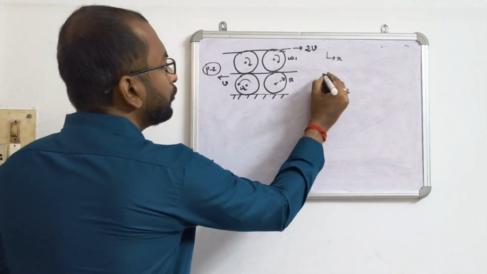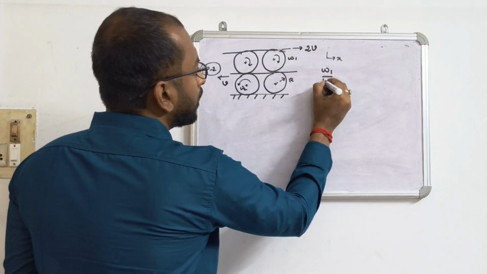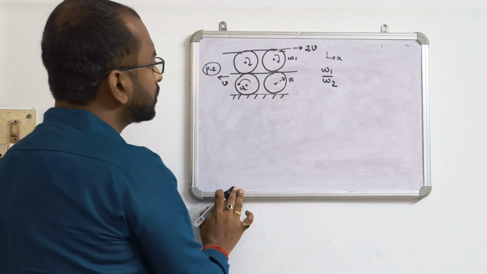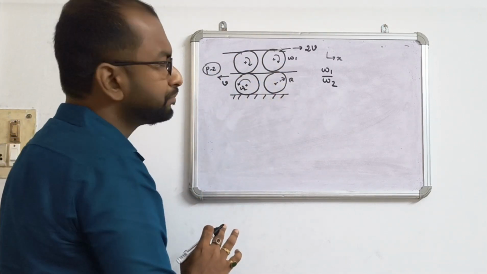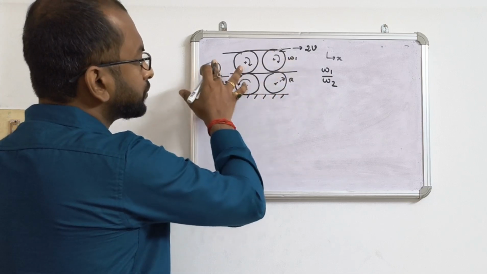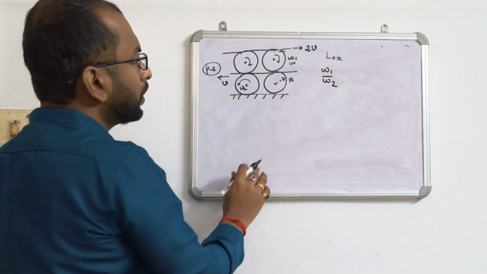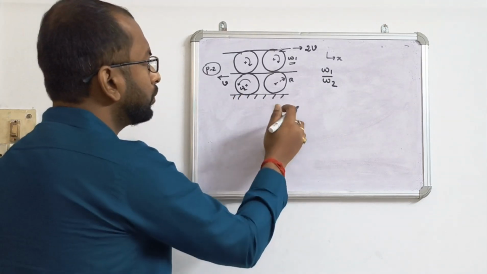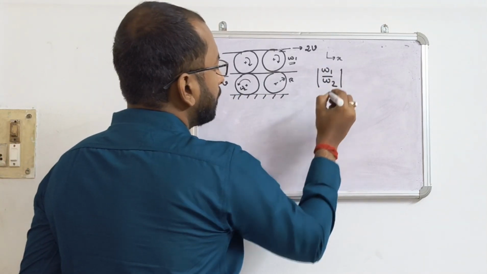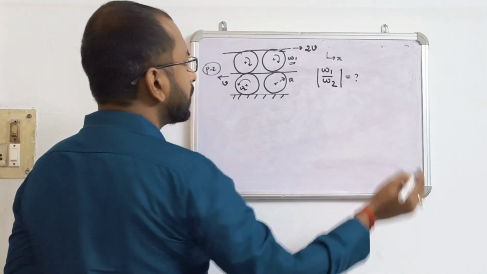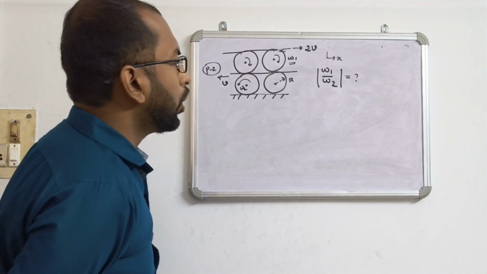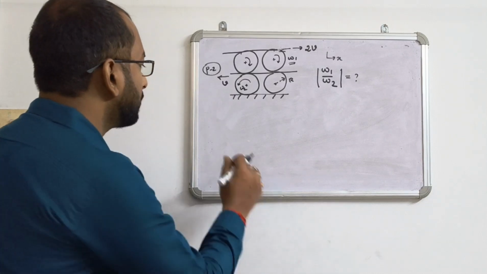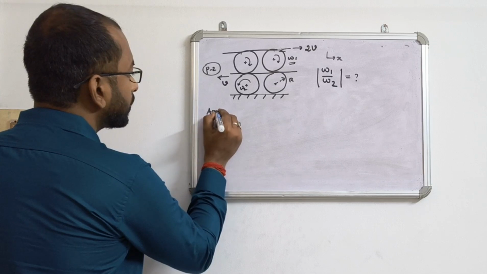Then what will be the angular velocity ratio for the top 2 discs with respect to the bottom 2 discs? So top 2 discs will rotate with same angular velocity as omega 1, bottom 2 discs will rotate with angular velocity of omega 2. You have to find out the value of omega 1 by omega 2. And it is given that all of these discs are having pure rolling. How to solve that particular problem? Let's try that together.